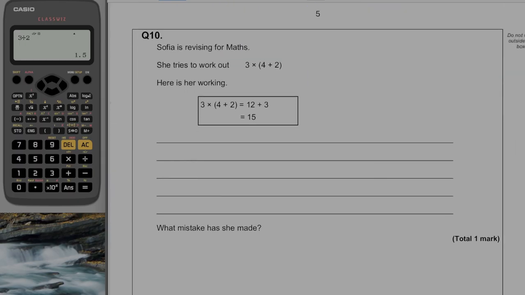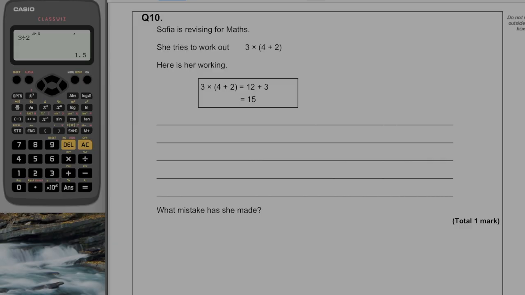Right, question 10. Sophia is revising for maths. She tries to work out 3 times by 4 plus 2. Here is her working. 4 times 3 plus 2 is equal to 12 plus 3 is equal to 15. What mistake has she made?